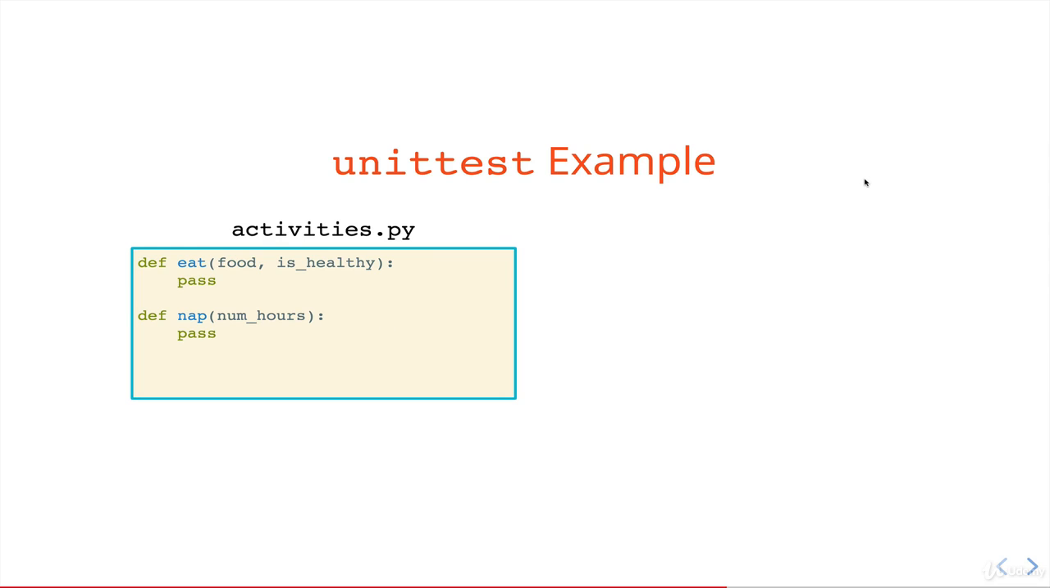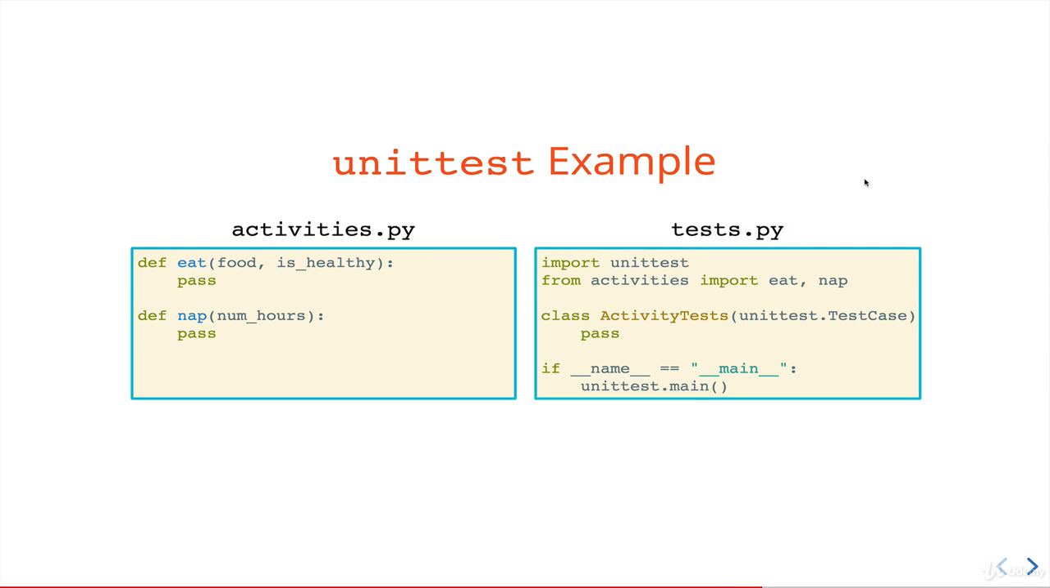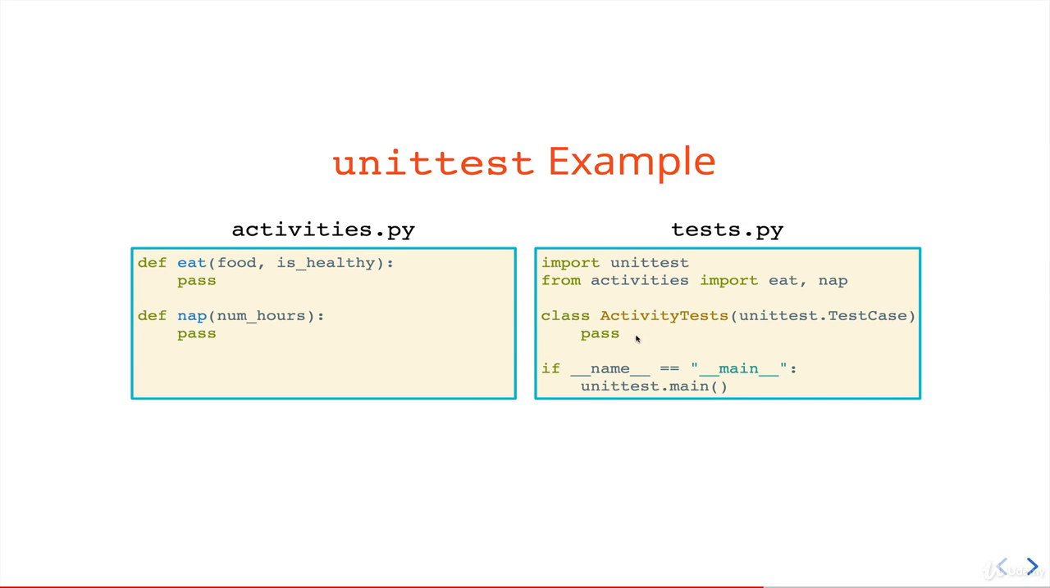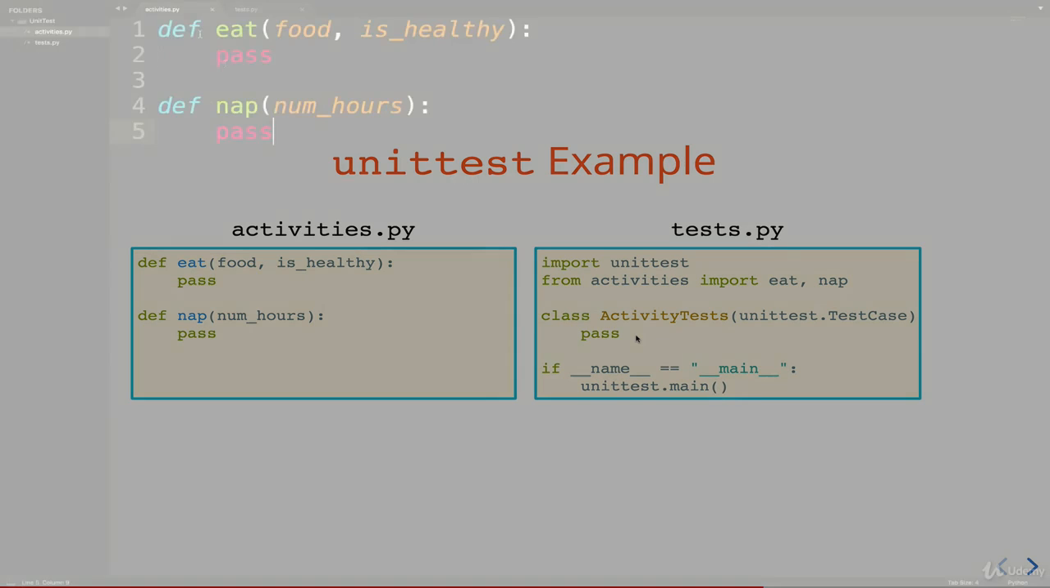But then to set up unittest in another file, I'll call it test.py, this is what we need to do. So we import unittest, then we need to import the functionality we want to test. So I'm going to do it as from activities, the name of the file, import eat and nap. And then we have class, whatever we want this to be called, and it has to inherit from unittest.TestCase. And for now, we'll leave it blank. So I'll get these files set up, fast forward.